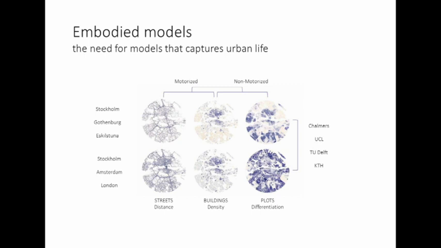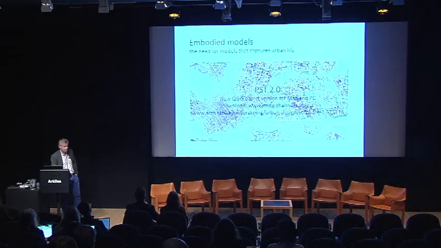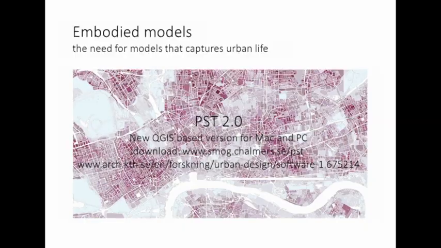And this is something we have now built in a large international laboratory of comparative models of the cities of Stockholm, Gothenburg, Eskilstuna, Amsterdam and London, and it's done in all comparable ways. So it will be finished in the beginning of next year, and then we can start to make large-scale analysis of this. And this has been done through very generous grants down at Chalmers, so we're very excited about that. And we have also, together with KTH and researchers there, developed a software called PST, which you can download free to do these kinds of analyses.